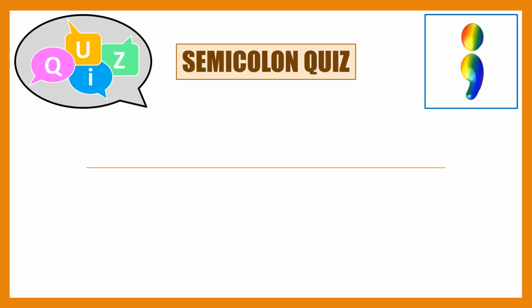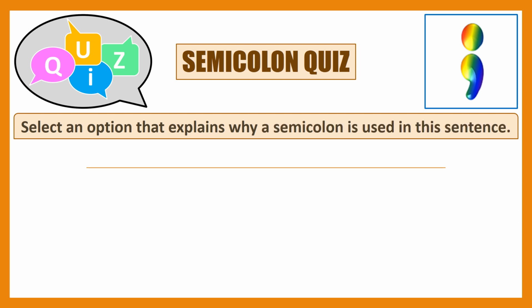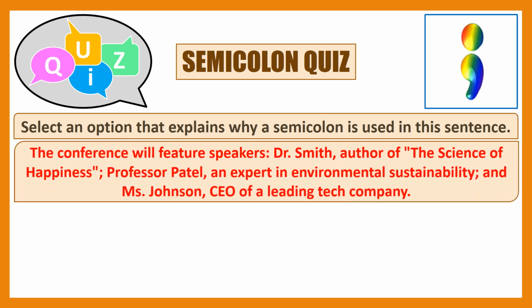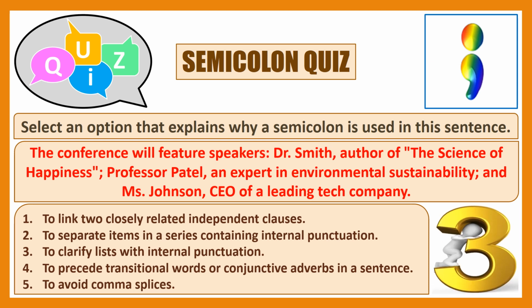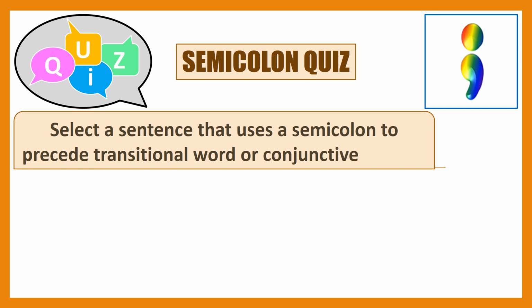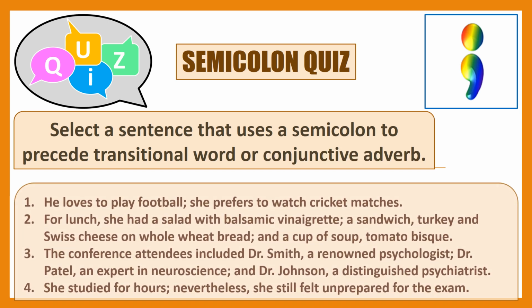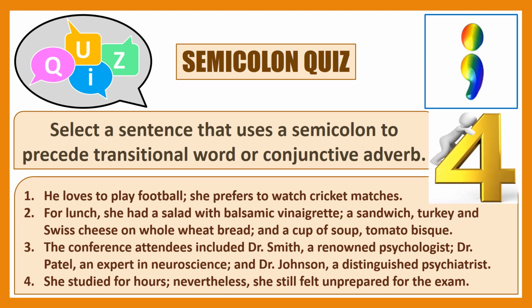Let's test our understanding of the functions of semicolons. Select an option that explains why a semicolon is used in this sentence. Look at the sentence. Your options are, and the right answer is option 3. Select a sentence that uses a semicolon to precede a transitional word or a conjunctive adverb. Your options are, and the right answer is option 4.